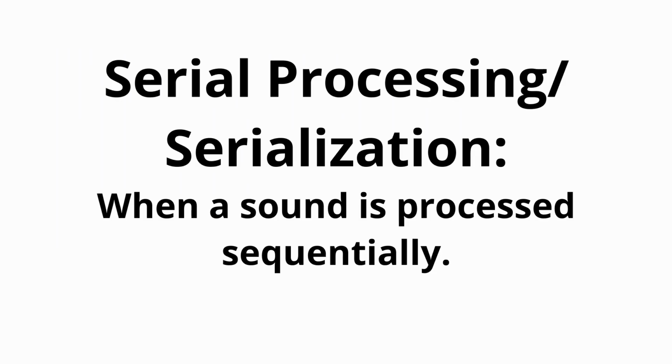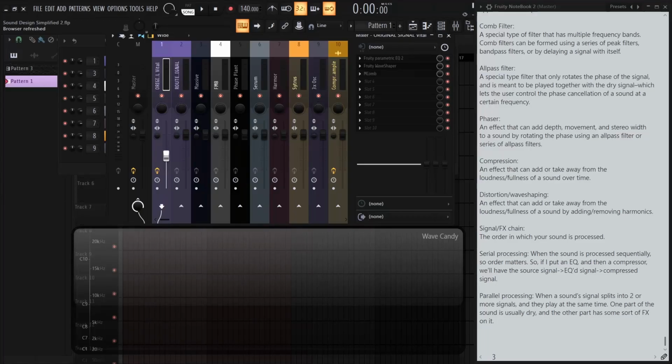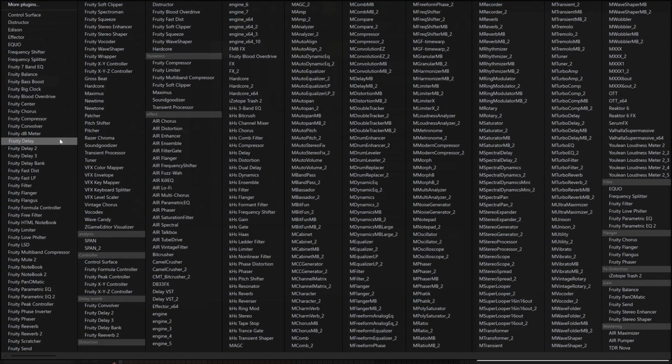What I just explained is what we call serial processing or serialization, which is when a sound is processed sequentially. Parallel processing is when multiple sounds are processed at the same time. For example, if I want to process this sound in parallel, I would route this signal to a different mixer track. And in this mixer track, I would add in whatever effects I want. So let's just add in reverb.